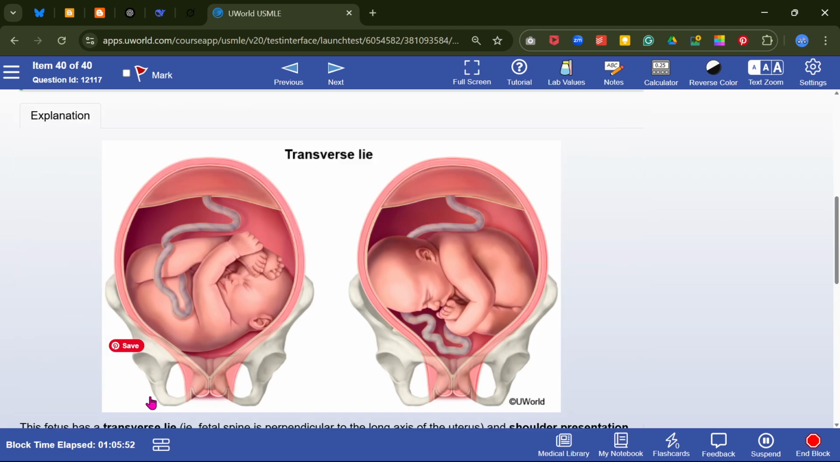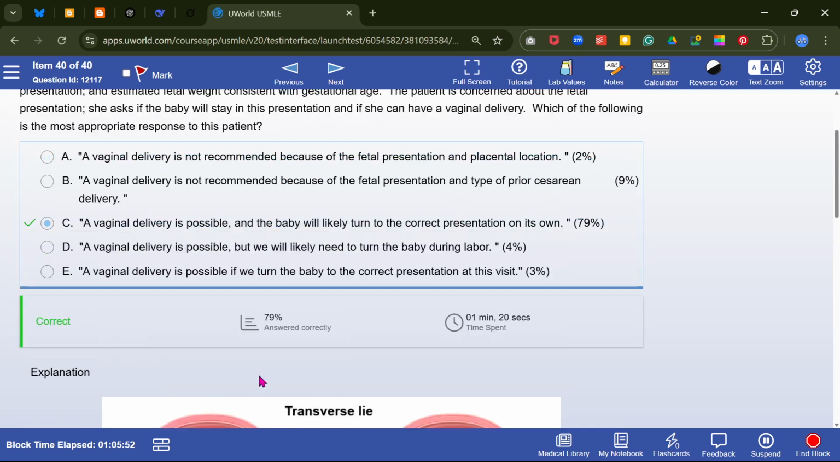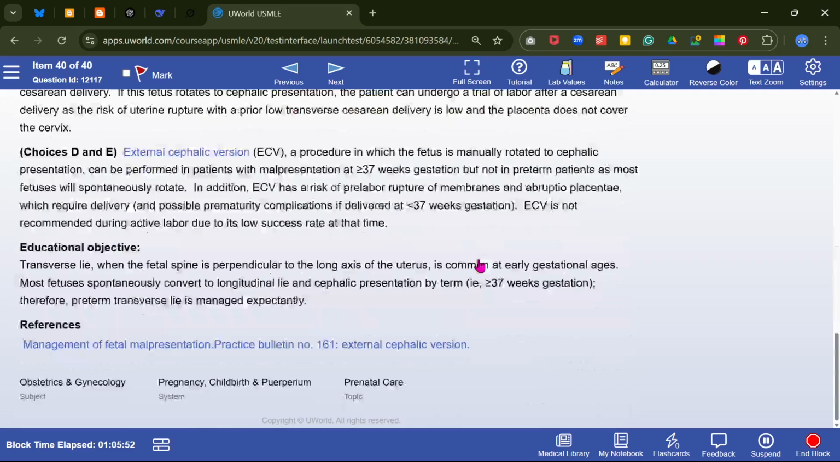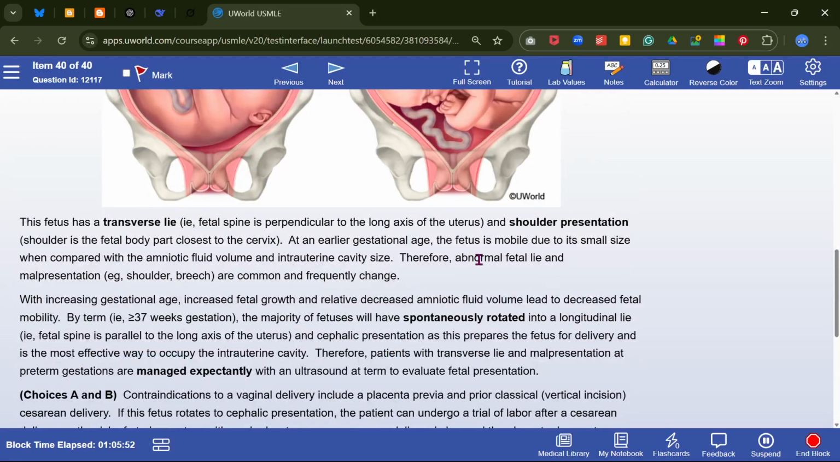Even if it is transverse lie, the baby will likely return to its correct position on its own. This fetus has a transverse lie. The fetal spine is perpendicular to the long axis of the uterus and shoulder presentation. The shoulder is the fetal body part closest to the cervix. At an earlier gestational age, the fetus is mobile due to its small size when compared with the amniotic fluid volume and intrauterine cavity size.